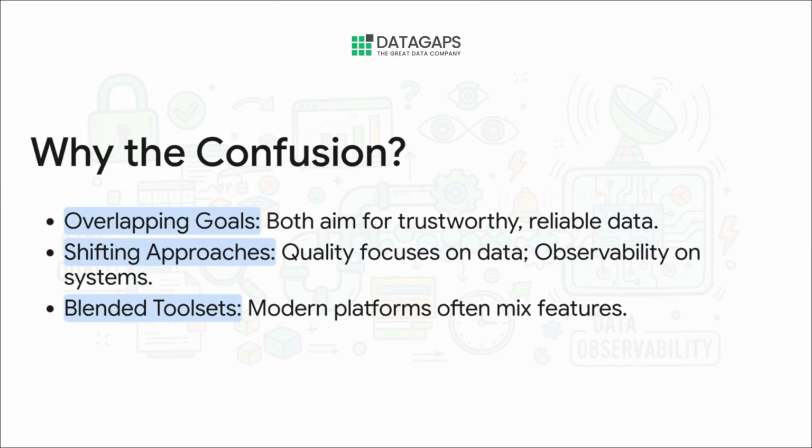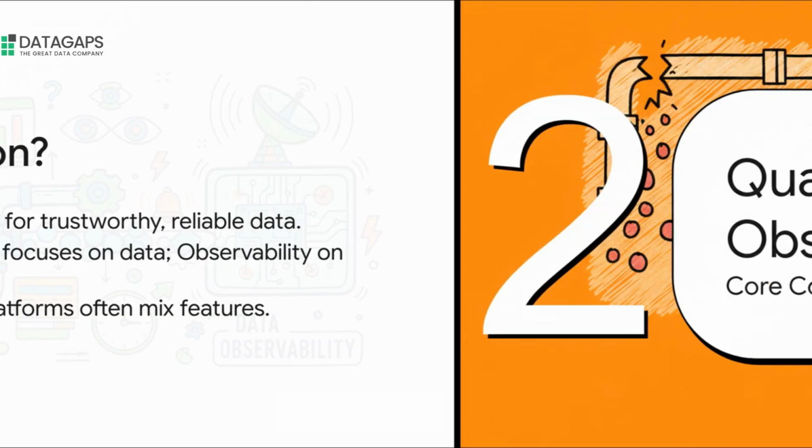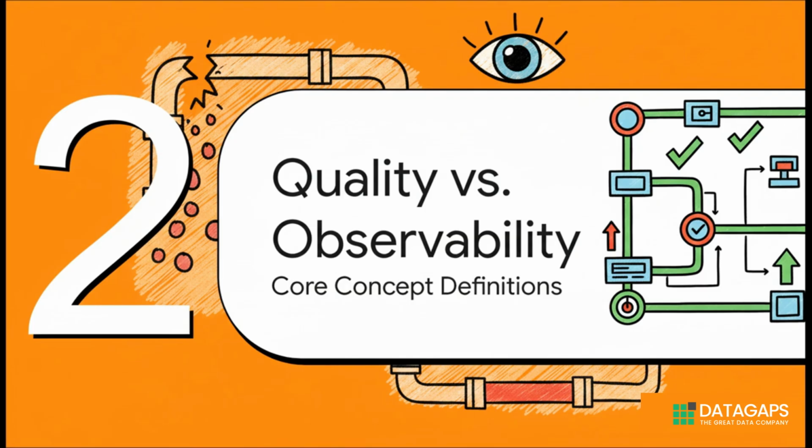Data quality, it's all about the data itself. Is it correct? Data observability, on the other hand, is looking at the systems that create and deliver that data. And just to make things a little more complicated, a lot of the new tools out there are starting to mix and match these features, blurring those lines even more. Okay, so to cut through all that noise, the best thing we can do is just define each one crystal clear on its own terms. Let's really look at what each one is trying to do.